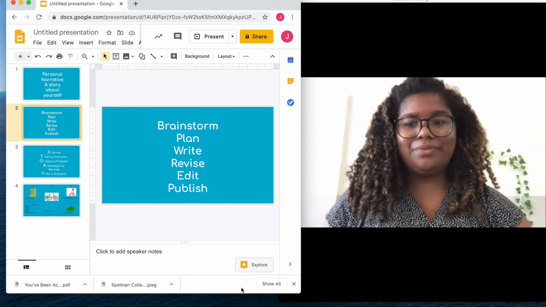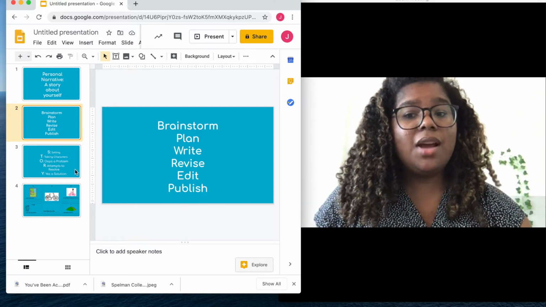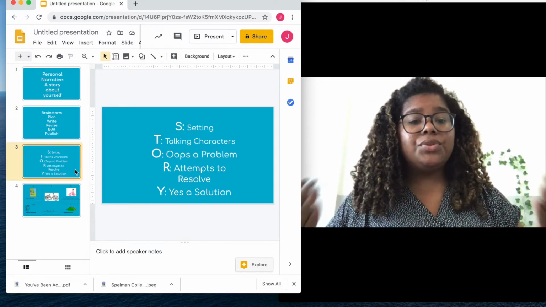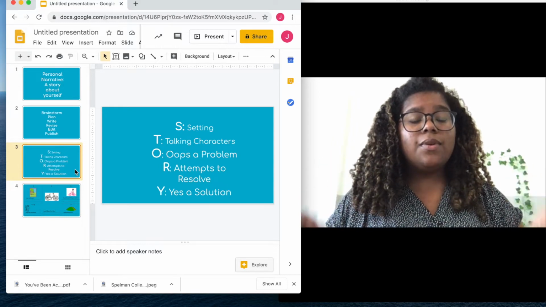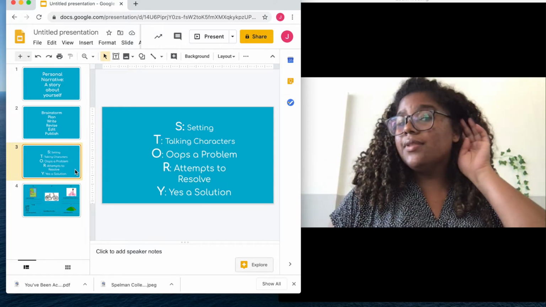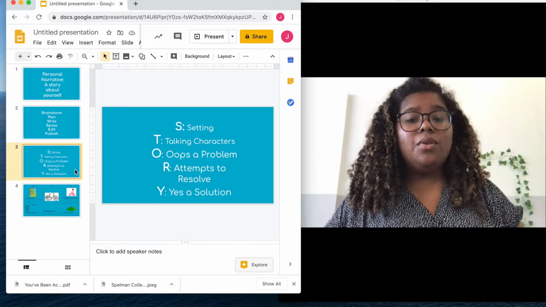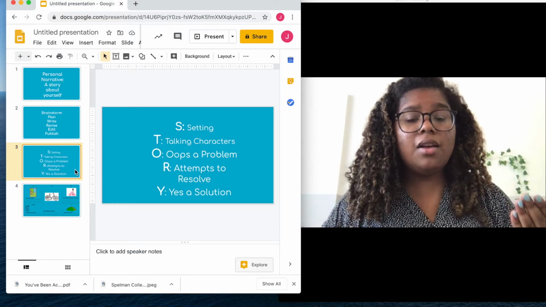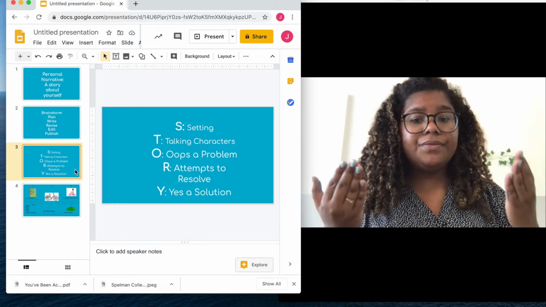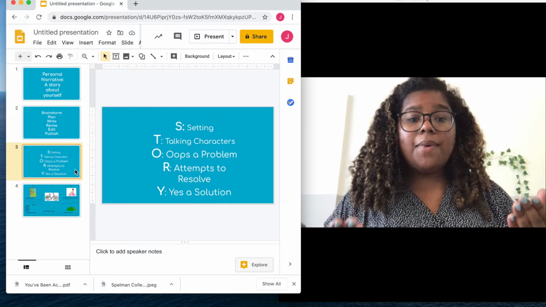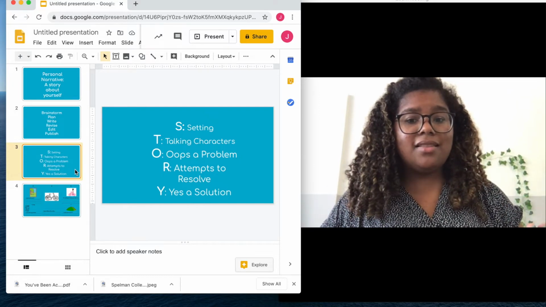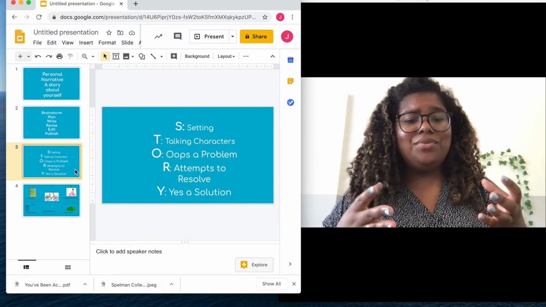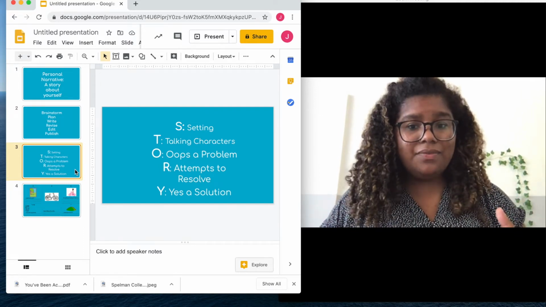The writer's process, right? But before we could get to the writer's process, we need to look at the story elements. The story elements are the parts of a story. These are the parts that every good writer has in their story. It makes the story really, really juicy and really, really interesting to read.